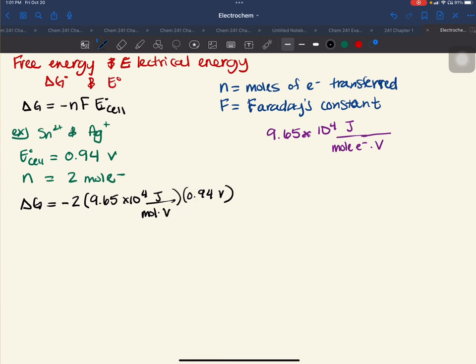I hope you can see that the delta G that you get for this process is going to be negative. That goes in line with what we already know about spontaneity. If delta G is negative, it's going to be spontaneous. And we already calculated E cell and found out it was spontaneous.